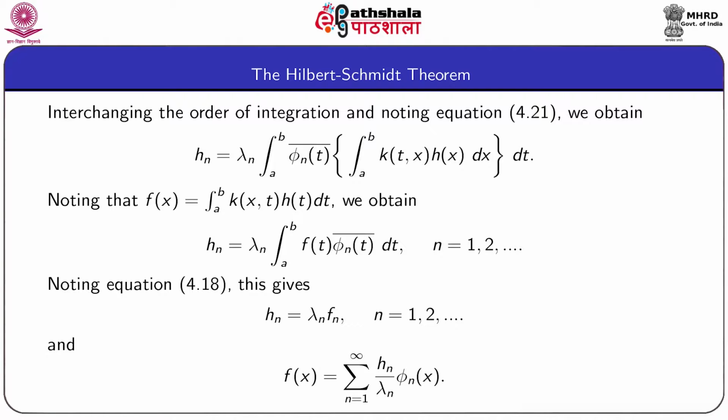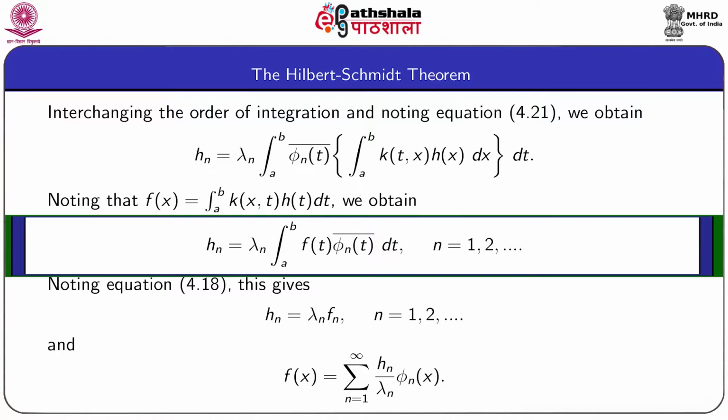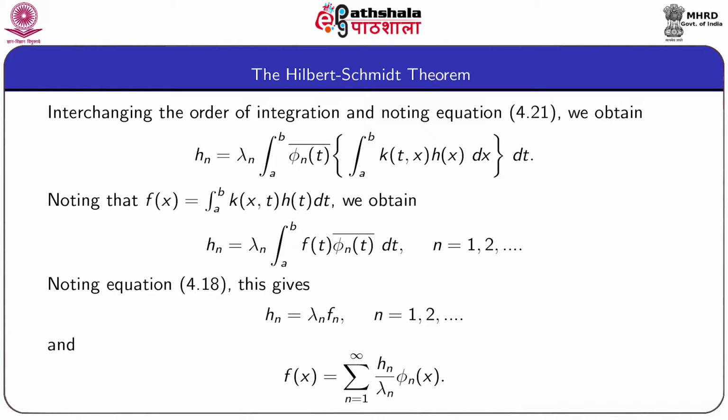So the integral a to b f(t) phi n bar(t) dt, this is the inner product of the functions f(t) and phi n(t), and that is given by f_n by equation 4.18. So that we get h_n equal to lambda n into f_n. So f_n can be written in terms of h_n, and hence the series for f(x) can be written as f(x) equal to summation n equal to 1 to infinity h_n by lambda n into phi n(x), as we wanted to show it.